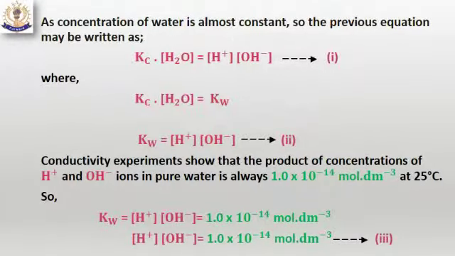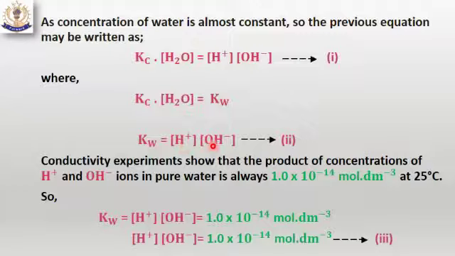Approximately out of 1000 molecules of water, only one molecule of water dissociates into its ions. So the molar concentration of water almost remains constant. That's why we can write the previous equation like this, where we have written the molar concentration of water with the equilibrium constant Kc. Now this expression equals another term, that is water dissociation constant Kw. Now putting this value in equation 1, we get Kw equals the product of molar concentration of H plus and OH minus ions.